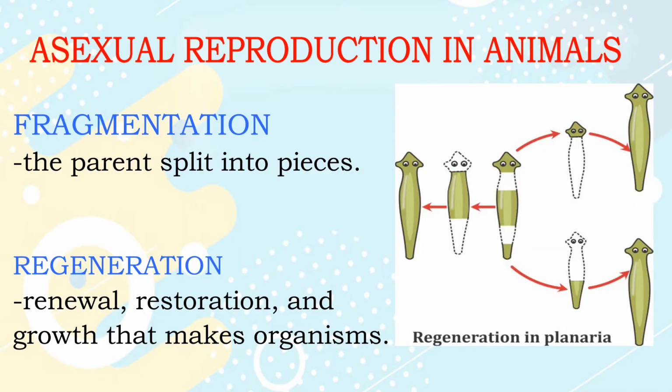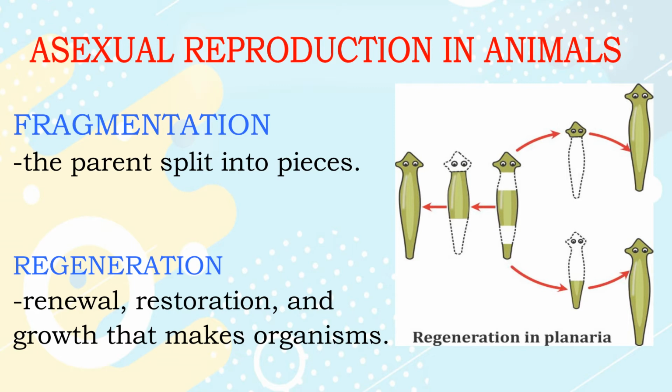On the other hand, we also have fragmentation and regeneration. So fragmentation and regeneration happen in partner. In fragmentation, the parent splits into pieces, and the pieces may form into new organisms. So we have here a planaria. This planaria, for example, is broken apart, so the broken pieces could form into a new planaria. This is the head, and the head could form into a new individual. And then this is the tail, which could still form into a new individual.